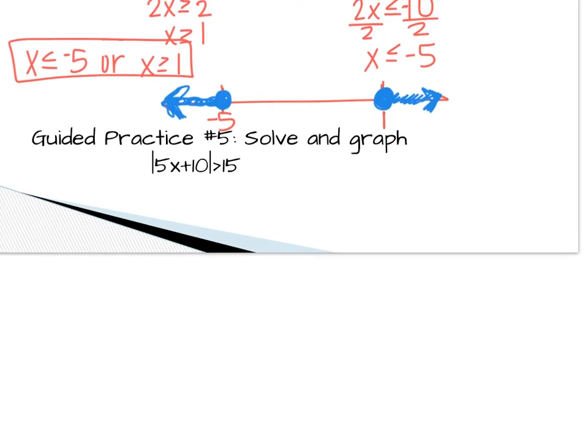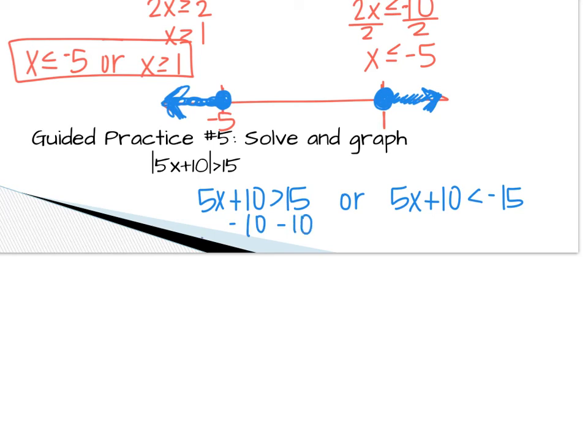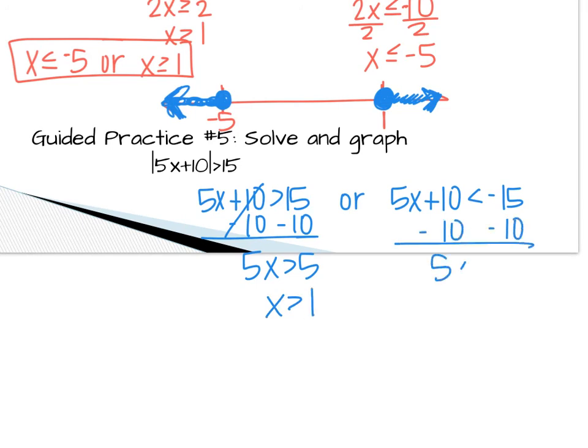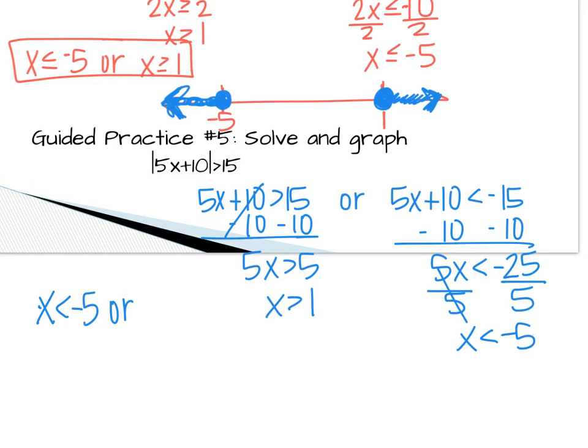Okay, guided practice 5, we've got greater than, that means or, and I like to say "great-or than" to help me remember. Greater than. So we're going to do 5x plus 10 greater than 15, or 5x plus 10 less than negative 15, because you have to turn it around when you do the negative, and then subtract 10. So 5x is greater than 5, so x must be greater than 1. Subtract 10. 5x is less than negative 25. x must be less than negative 5. So your answer is going to be x is less than negative 5 or x is greater than 1.